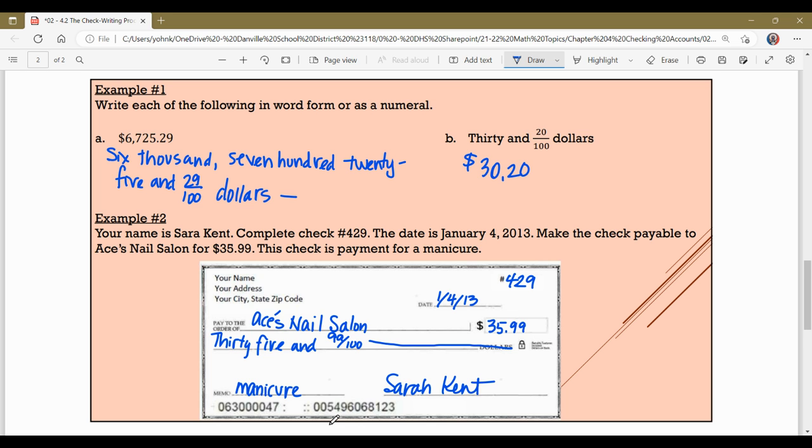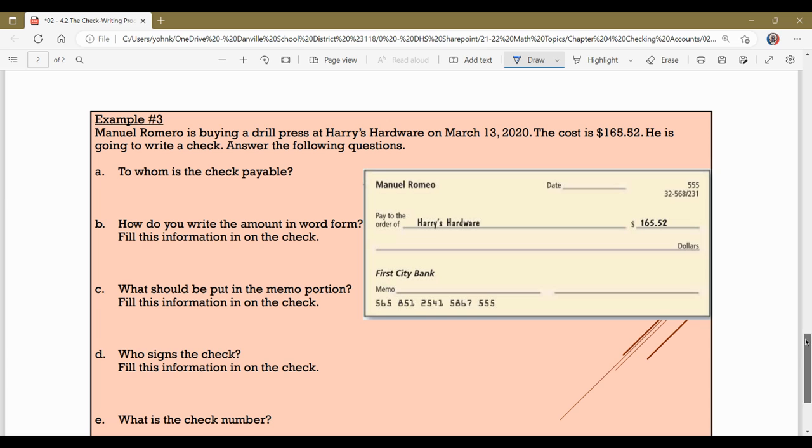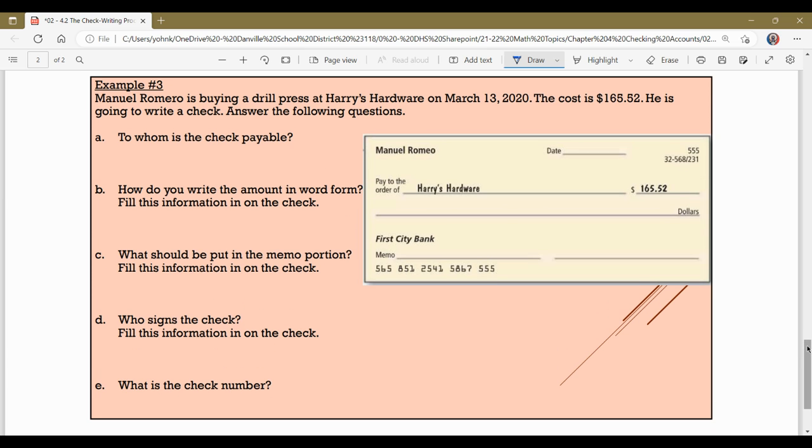All right, let's do another example here. So Manuel Romero is buying a drill press at Harry's Hardware on March 13th, 2020. That's the day the world ended. The cost is $165.52. He is going to write a check.